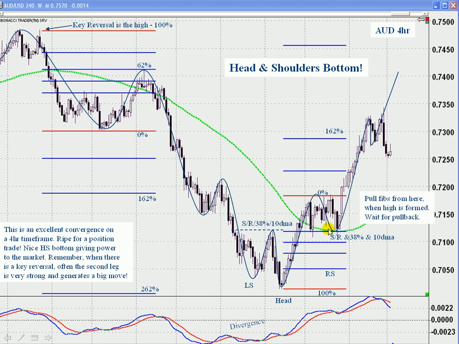Often the 10-day moving average will help to define these reversal formations. So we have this convergence of 10-day moving average, 38% retracement, and resistance and support. The market is in a state of divergence at this low right here, this spike low. We rally to 162% extension, and then price action starts to get tired.